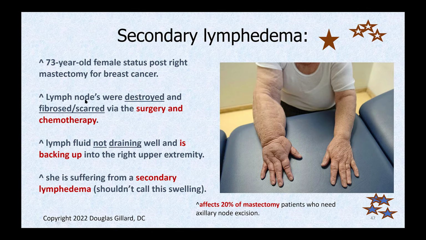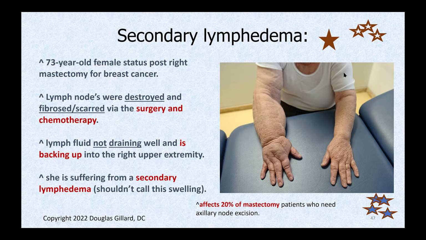Here's a case: a 73-year-old female, status post right mastectomy. That means she's just had the mastectomy, which worked well, but unfortunately the lymph nodes had to be removed, and you can see the result of this. She's swollen up like crazy. And to make things worse, she had to have chemotherapy, which further damaged the vessels.